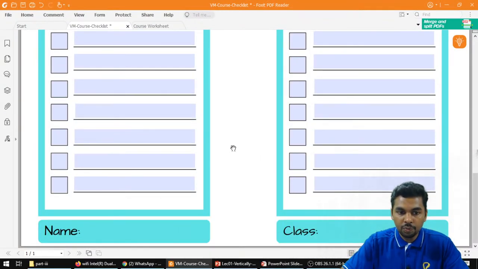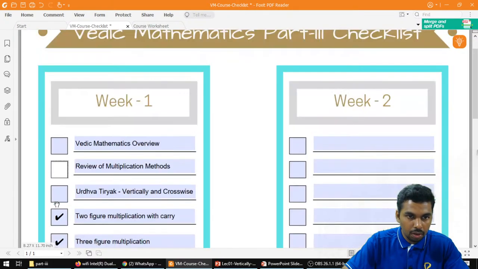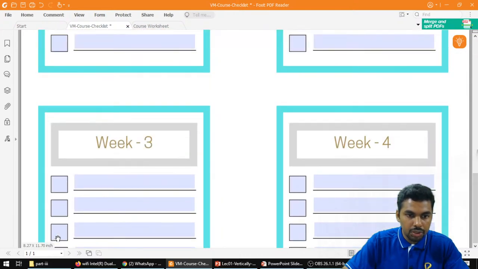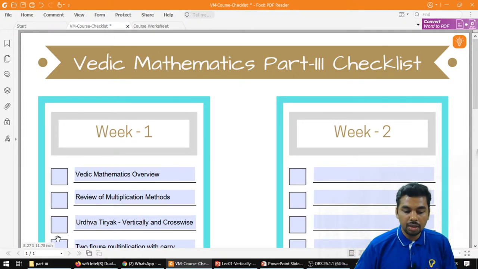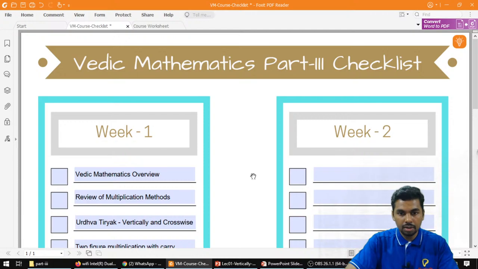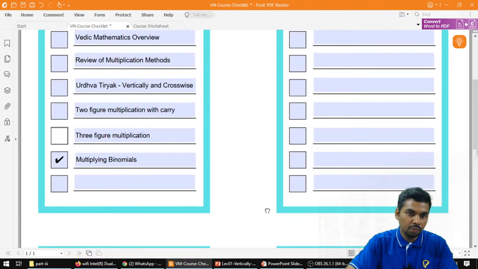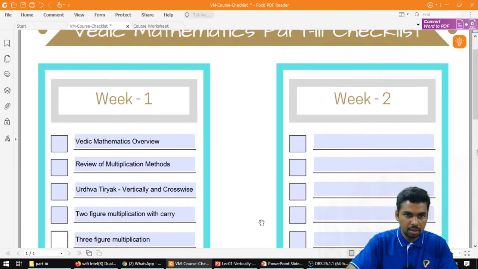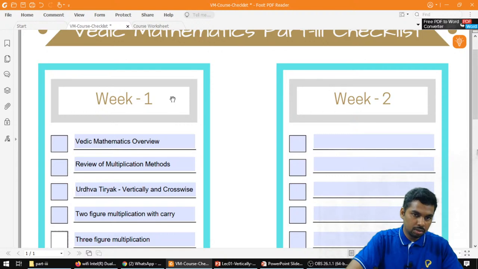So item one I have already shown before we started with the lecture, but suppose somebody were absent or did not get it properly, let me explain it once again. Okay, so what I have prepared here is a checklist. So everybody can see this checklist, isn't it? So it's called Vedic Mathematics Part 3 Checklist. So in this checklist, I have written week 1, week 2, week 3 and week 4. So we have around 9 classes. So around 4 weeks it will take. Okay. So this is week 1.